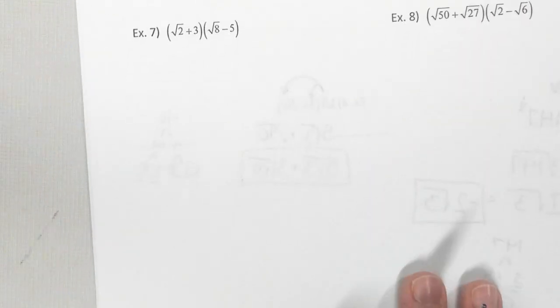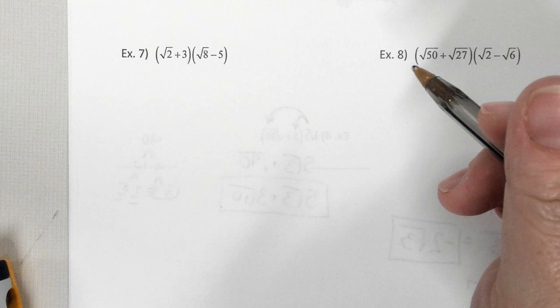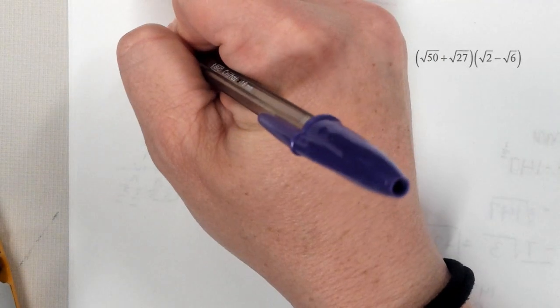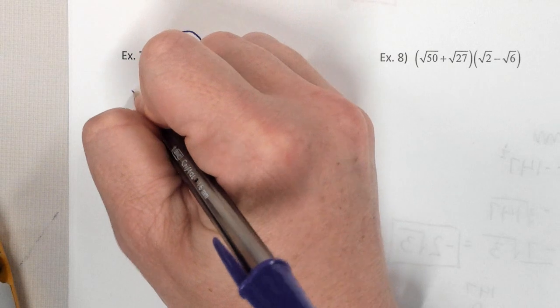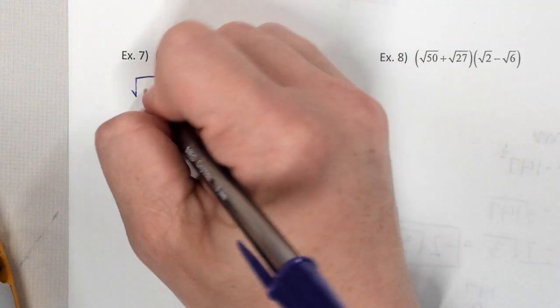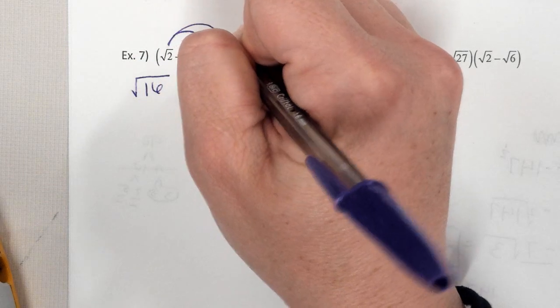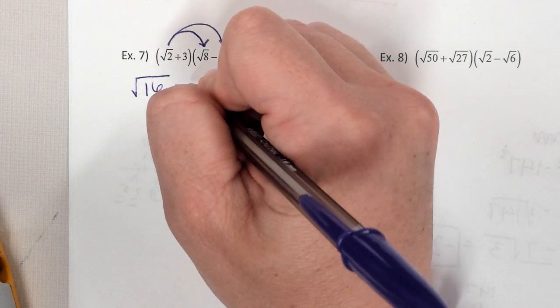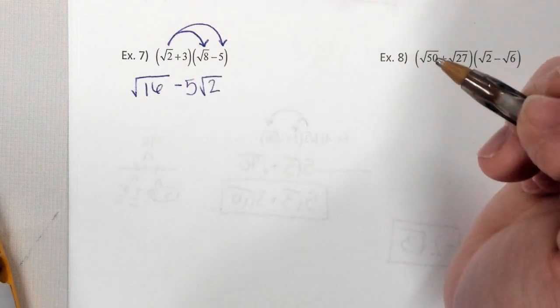Okay, look at number 7. So we're going to multiply. What's the square root of 2 times the square root of 8? Square root of 16. Square root of 2 times negative 5. Negative 5 square root of 2.